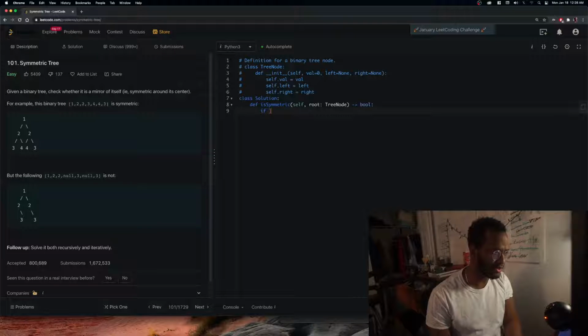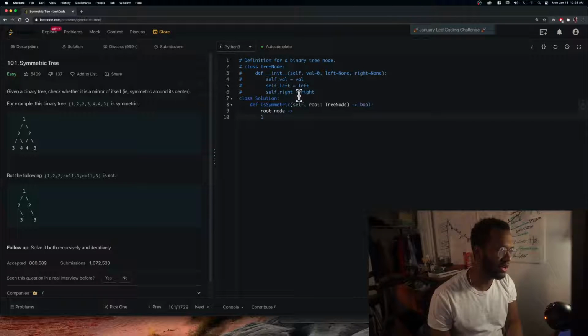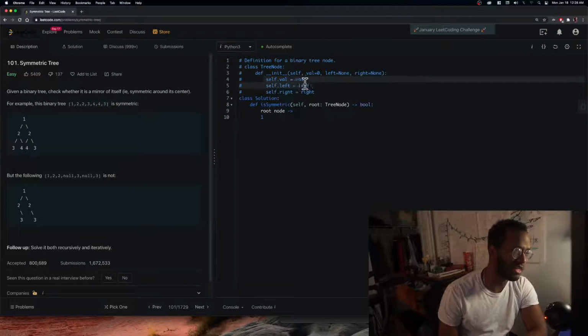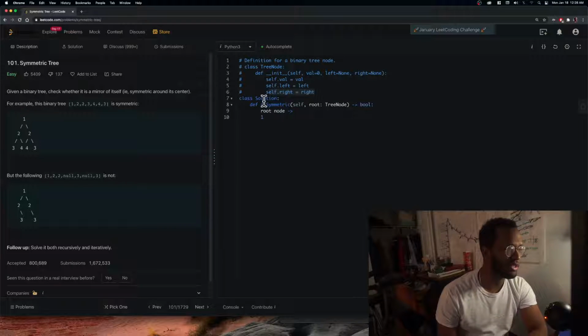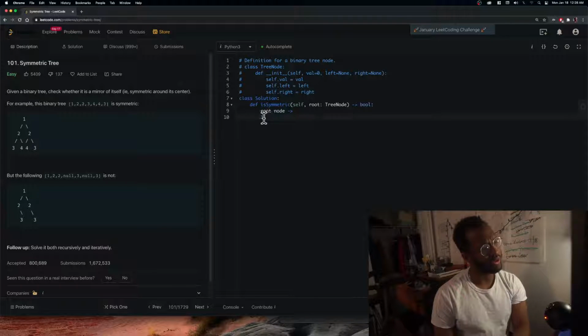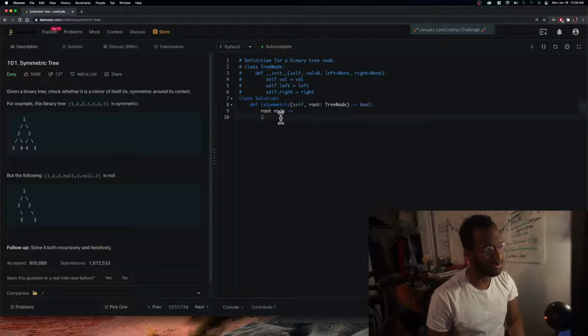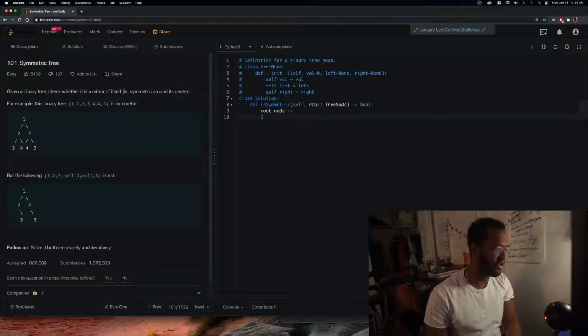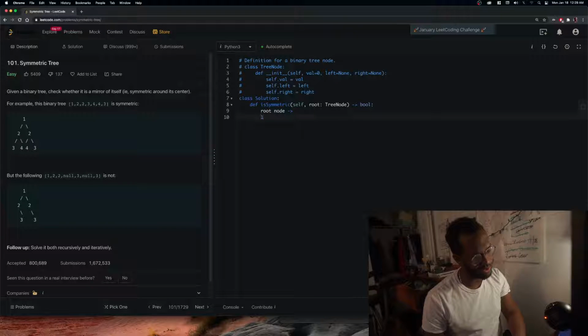Going back to that real quick, how do we know that a node only looks like this? Well, a node in this tree is defined as having a value, a left node, and a right node. And these left nodes and right nodes have left nodes and right nodes and so on and so forth, which creates a tree. So how do we know when a node is by itself? Well, when its left node and right node are None. That's when you know that the node is by itself.